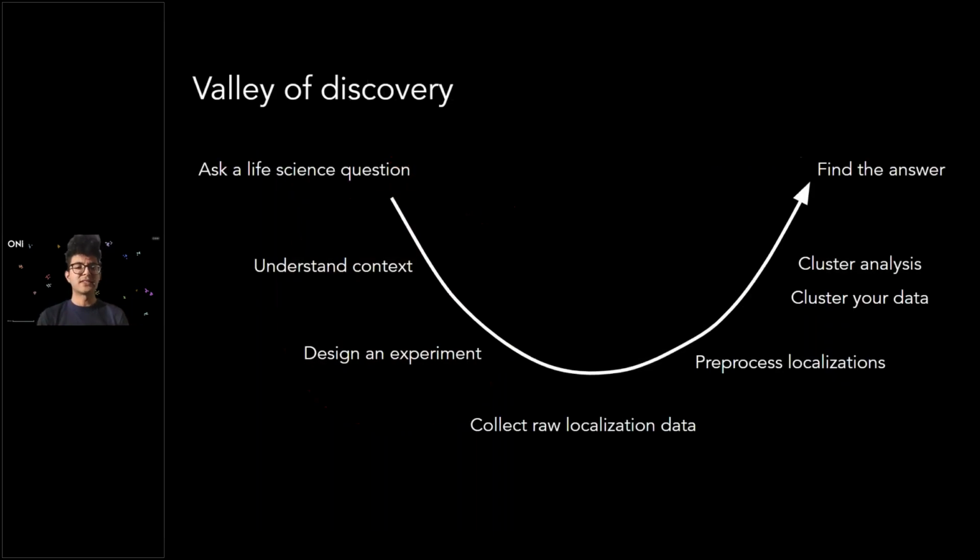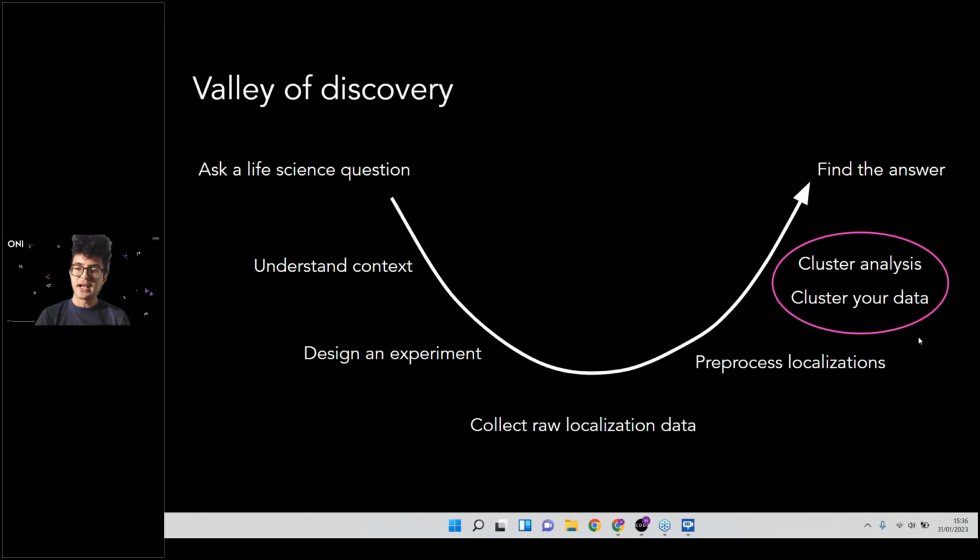So let's now think about that same valley of discovery, but with localization data. In this case, once you've designed your experiment, you collect this raw localization data, you then process that data, and here is where you want to relate those localizations back to your biological question, and that's where you would need clustering. So that's this part here. We're clustering our data, and then we are analyzing those clusters in order to find the answer to our original question.